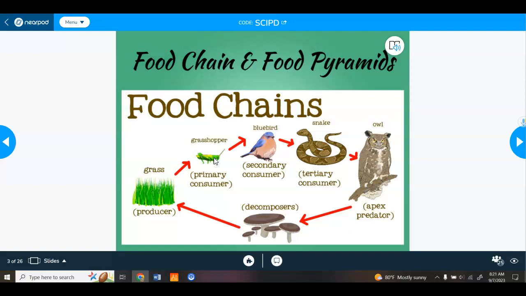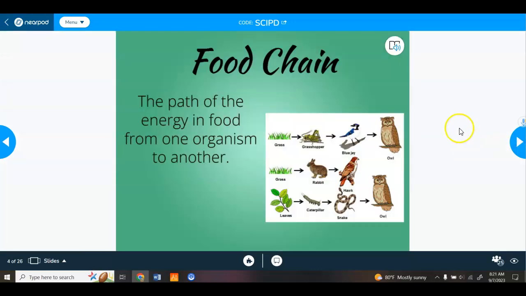And then when any of those things die, or anything's left over, or any of them poop, we know that decomposers come along and break those things down into good nutrients for the soil, which grows more grass, which starts this wonderful cycle of life over again when we have food chains and food pyramids.